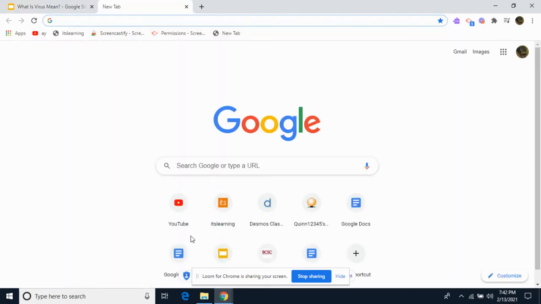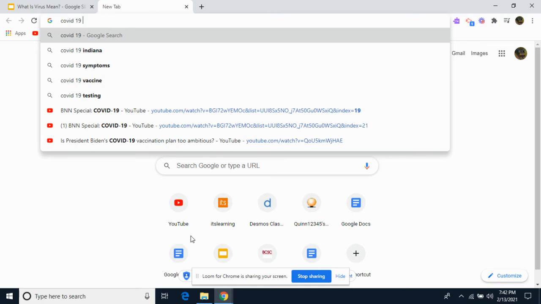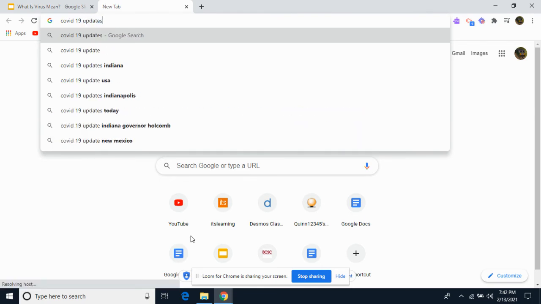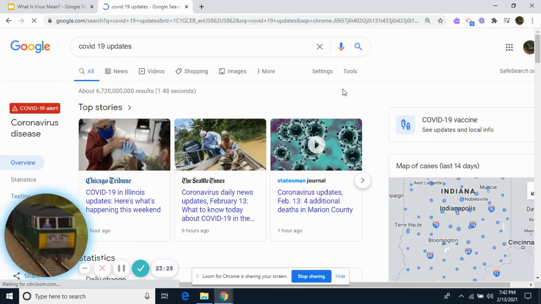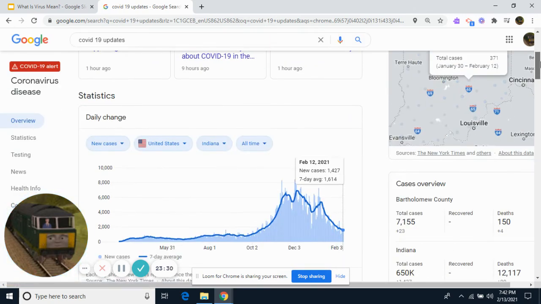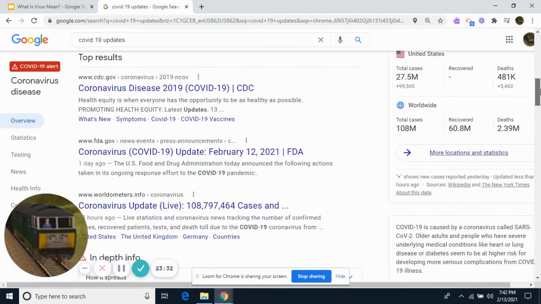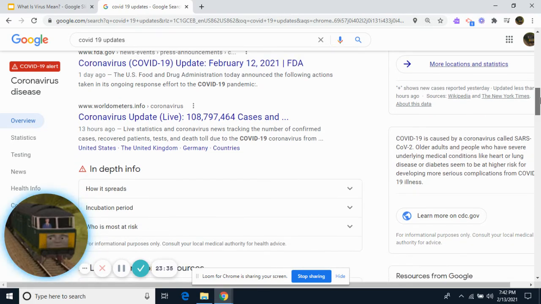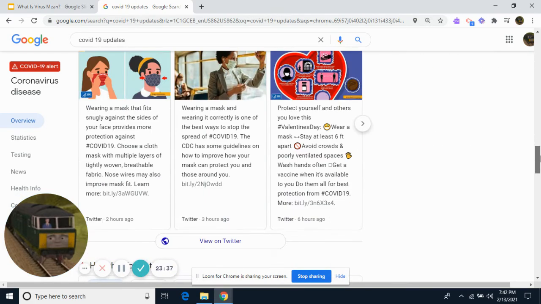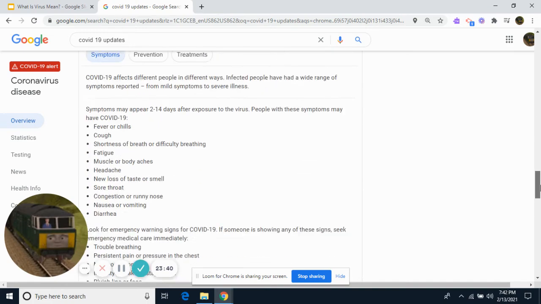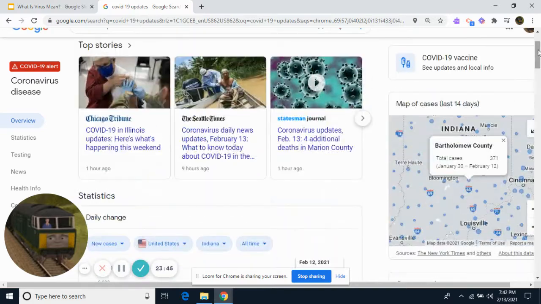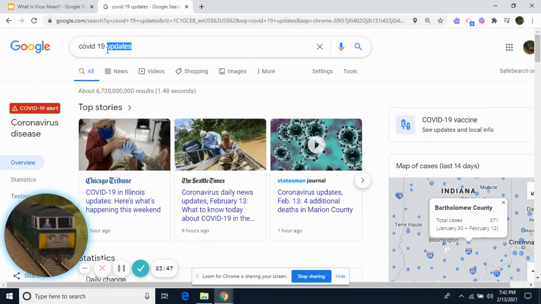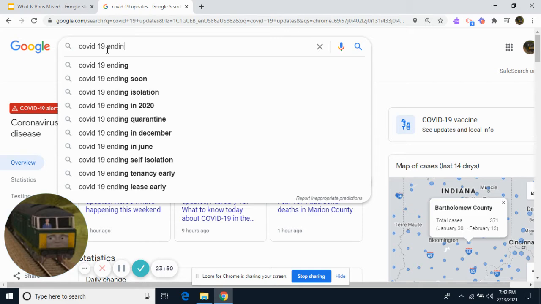I'm going to see how COVID is going. COVID-19 updates. All right, so I don't know what COVID's going to do. I have no idea what COVID's doing right now. There are some updates about COVID. Yeah, I'm sick of wearing masks too. I'm not even used to it. Will COVID ever end? I'm going to look it up.